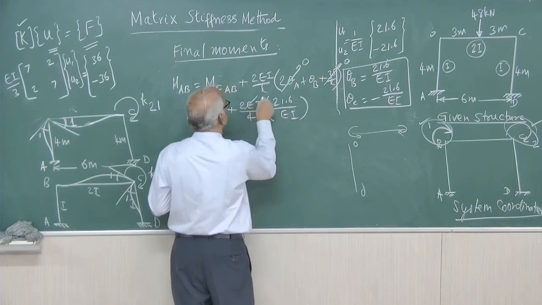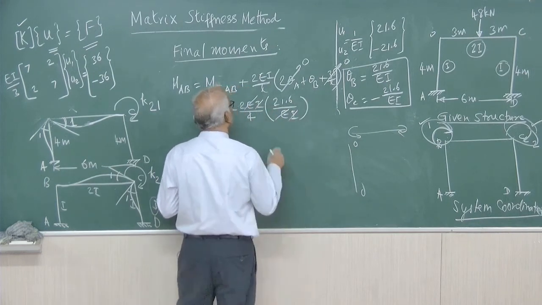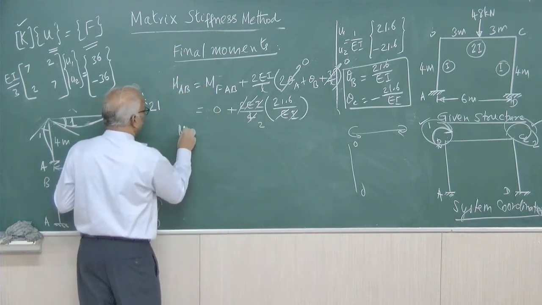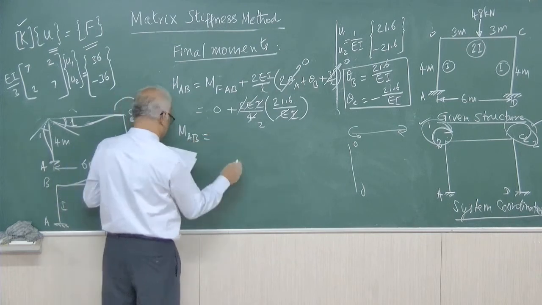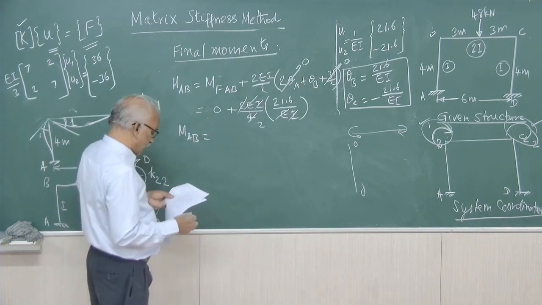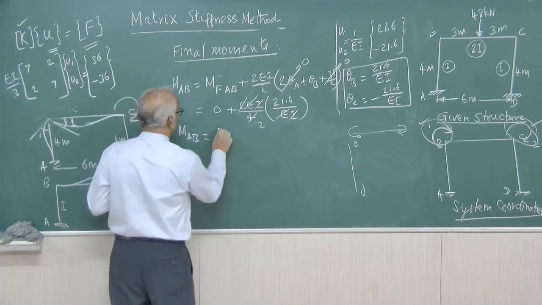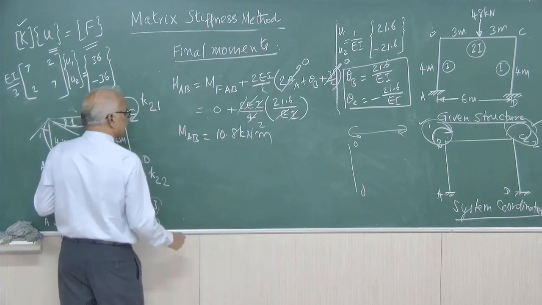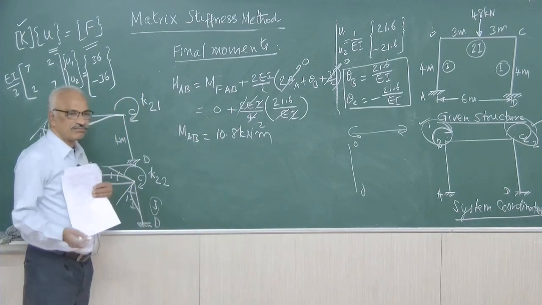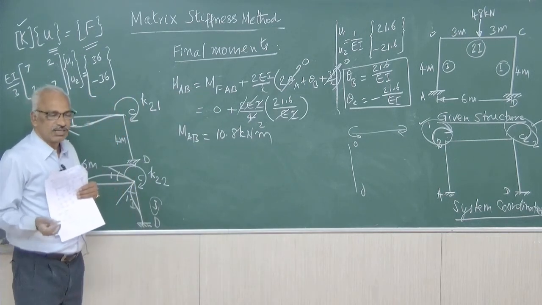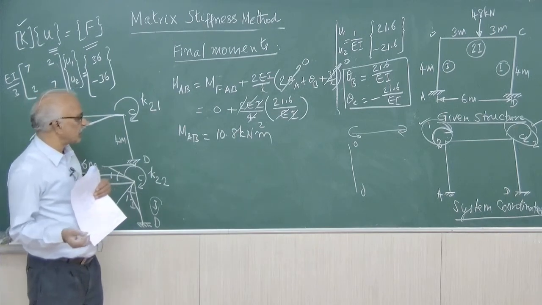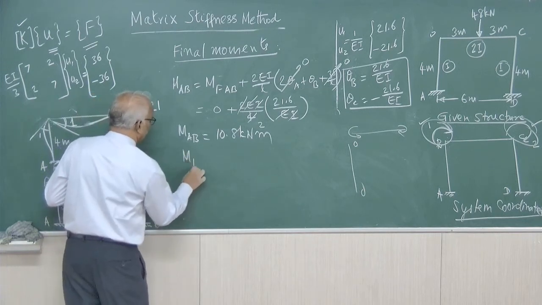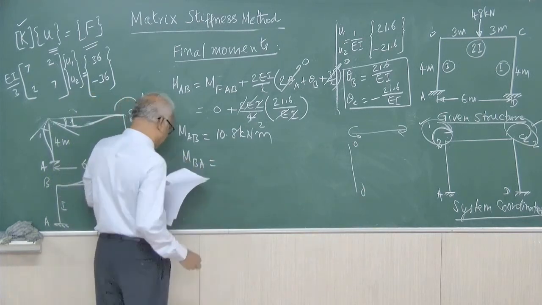We will find that EI will get cancelled, this and this will become 2. Therefore, MAB equal to 10.8 kilonewton meter. Similarly, we can find out because slope deflection method is well known, equations are well known. Let us avoid spending time on the calculation of MAB, etc. So, MBA, I will just give only the final value.